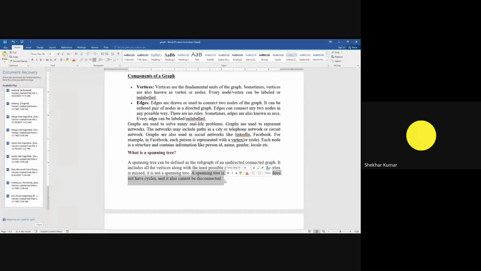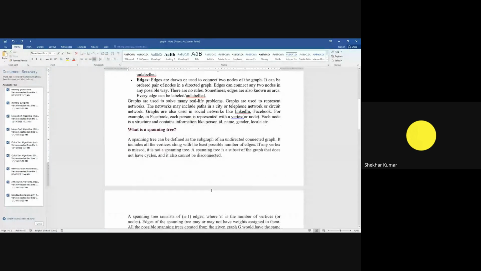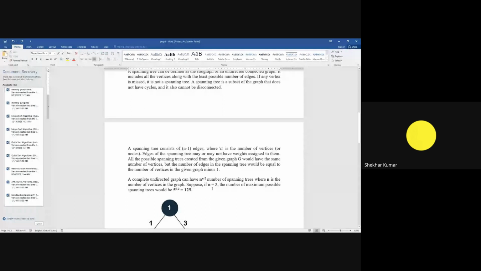If it does not cover any vertex, then it is not a spanning tree. Okay, so that is your spanning tree. If a spanning tree has a total of n vertices, it must have n minus 1 edges. In the spanning tree, every edge connecting two nodes may have a weight.